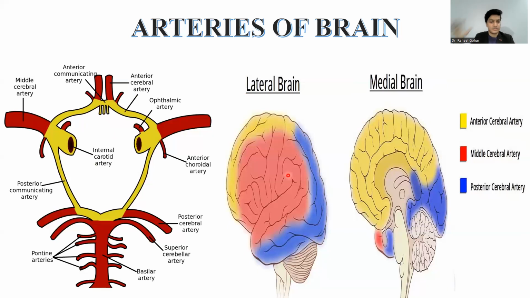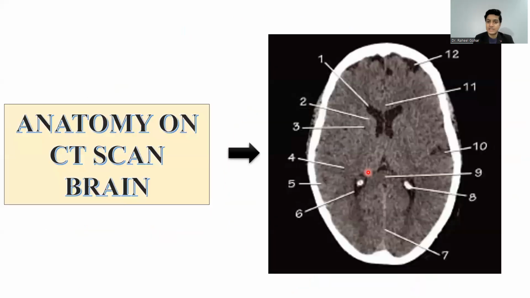And the lateral surface of the brain is usually supplied by the middle cerebral artery. The inferior temporal lobe and the occipital lobe are supplied by the PCA, the posterior cerebral artery. The medial part of the brain, as you can see in the sagittal section, is supplied by the anterior cerebral artery usually. So this is all about the anatomy of the brain.